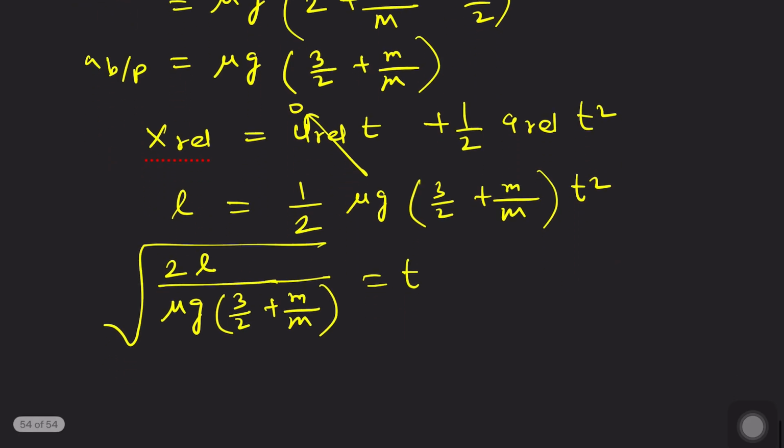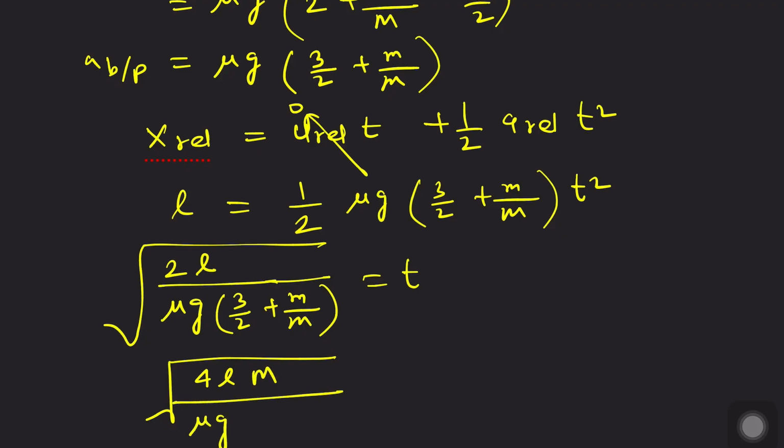Okay, if I further simplify, I think it will become 4L capital M by mu g into (3 capital M plus 2 small m). That would be the answer, I guess. Just let me check once. I think that was the answer only.